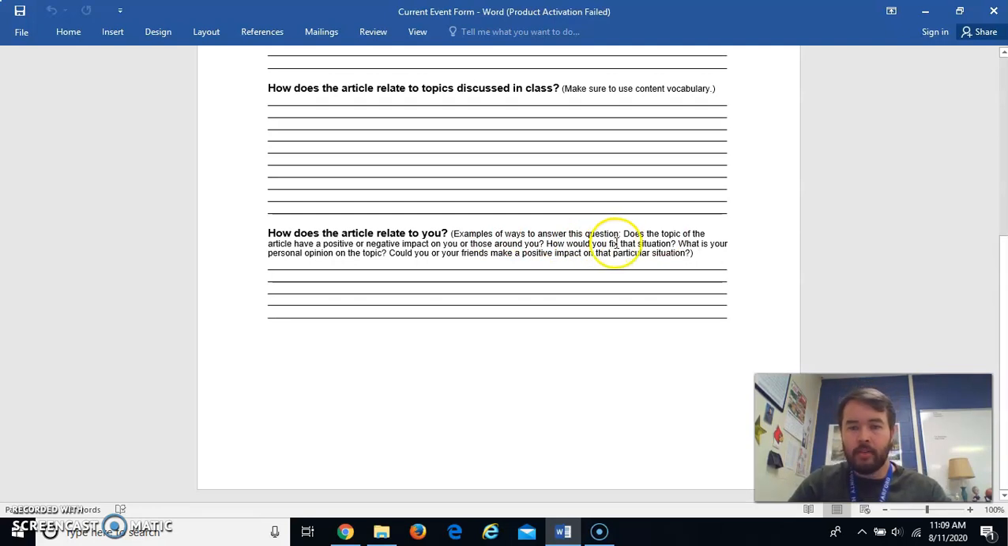How does it relate to you? Examples of ways to answer this question, if you look here in the parentheses. Does the topic of your article have a positive or negative impact on you or those around you? How would you fix the situation? What is your personal opinion on the topic? Could you or your friends make a positive impact on that particular situation?